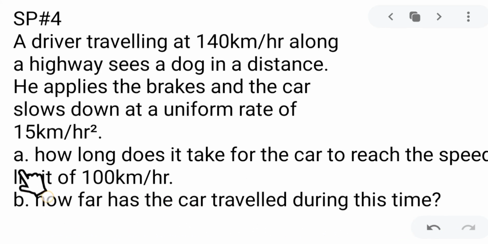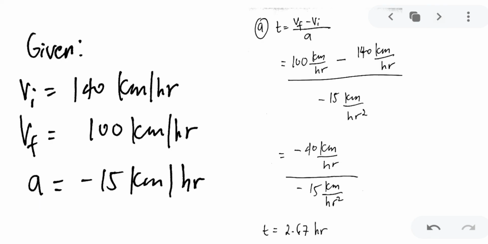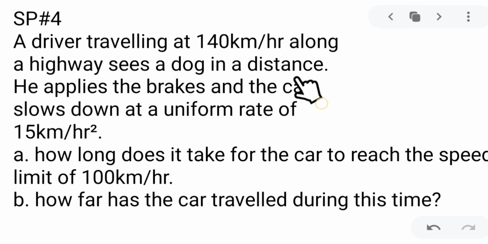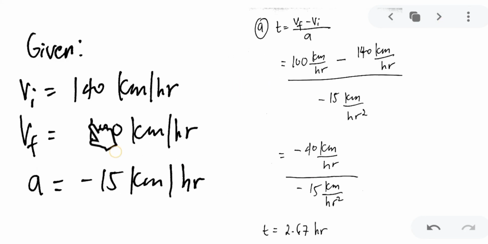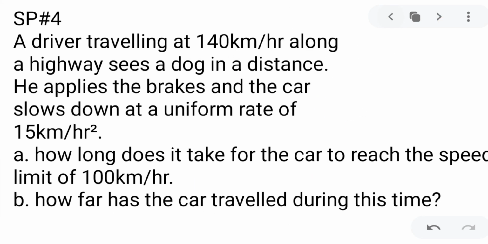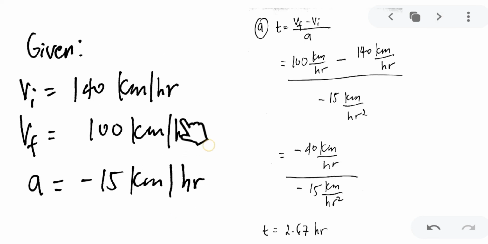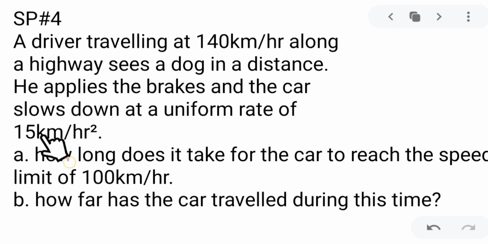Let us answer letter A first, but let us stipulate the given values. We have here the initial velocity of 140 kilometers per hour, and then the final velocity of 100 kilometers per hour based on the problem in A. How long does it take for the car to reach the speed limit of 100 kilometers per hour? So therefore, this will be your final velocity. And then our acceleration is negative 15 kilometers per hour squared.